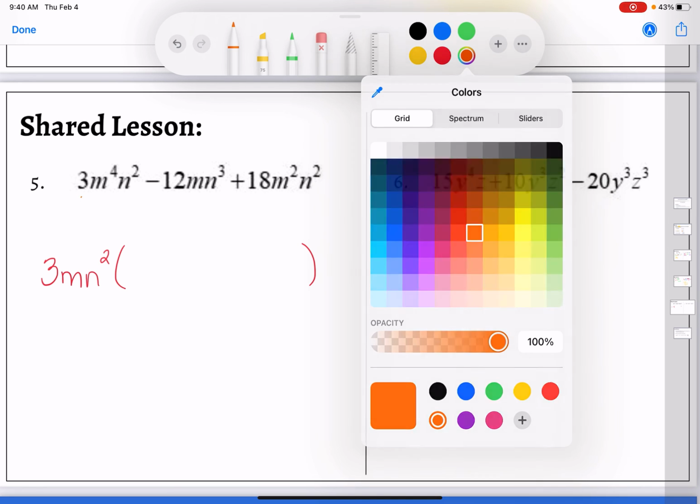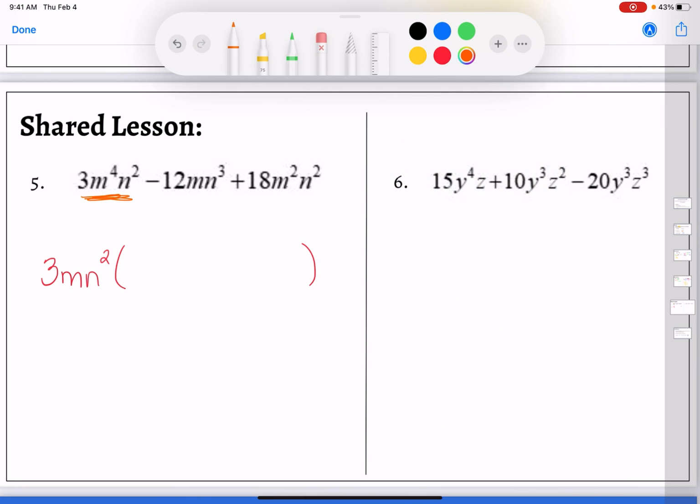Okay, 3mn squared times what gives me 3m to the fourth n squared? I already have the 3, I already have the n squared. I need 3 more m's, so m to the third times the 1m that's already out front would give me m to the fourth. All right, middle term, 3 times negative 4 would give me negative 12. I'm already there on my m's. N squared to n to the third, I need 1 more n to multiply by.